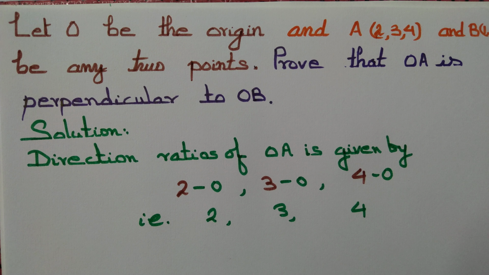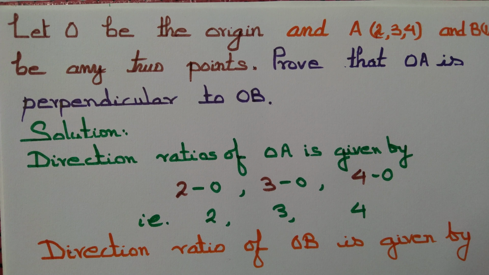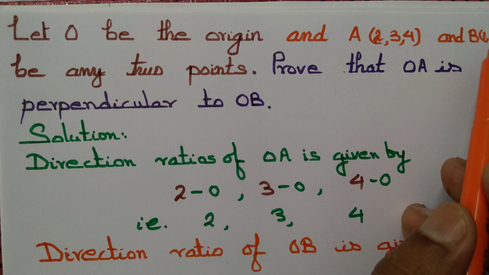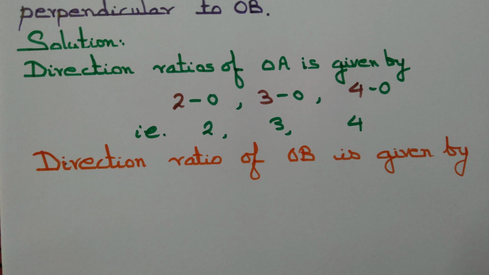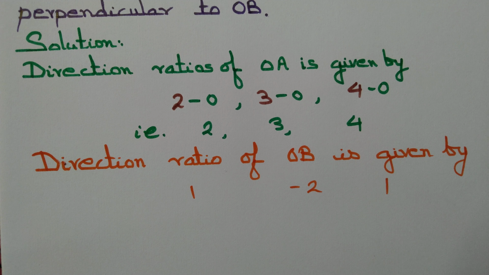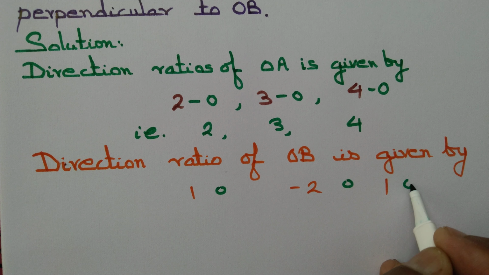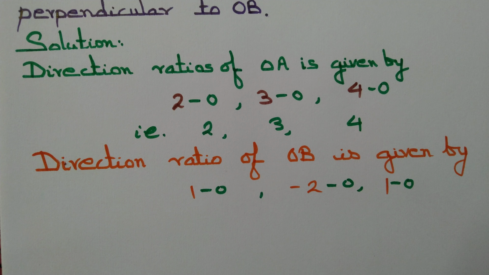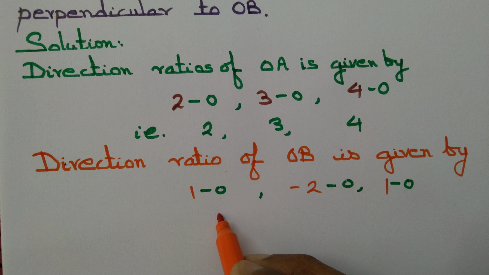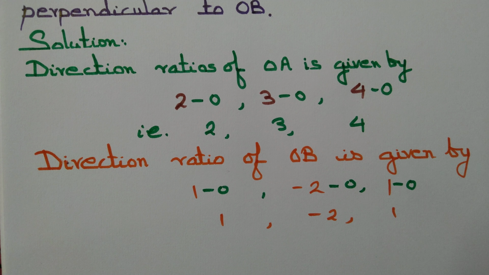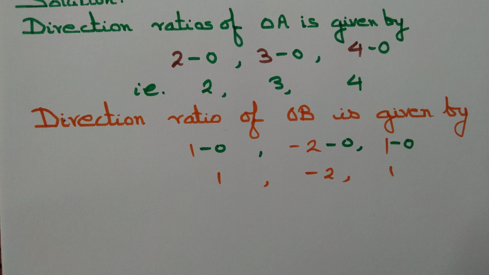How about the direction ratio of OB? To find the direction ratio of OB, just write the coordinate of B, which is 1, minus 2, 1, and subtract the coordinate of O, which is 0, 0, 0. And we obtain the direction ratio of OB to be equal to 1, minus 2, 1. Okay, we got the direction ratio of OA as well as OB.